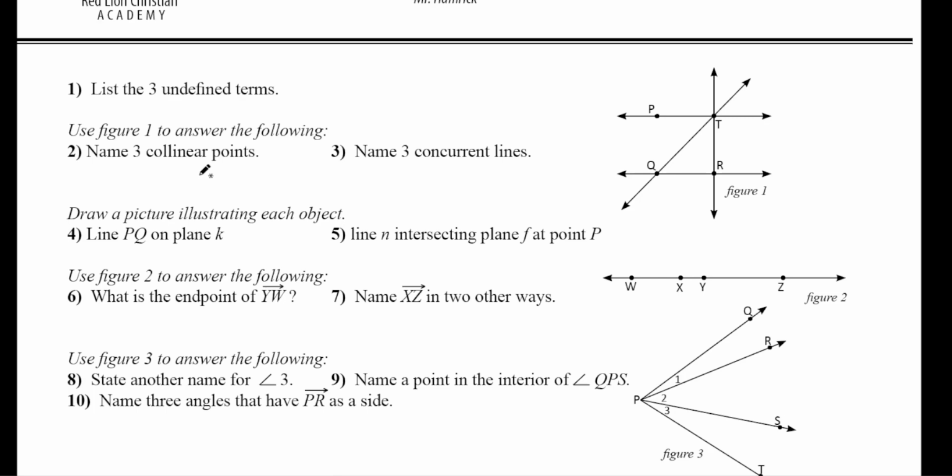3 collinear points. What does it mean to be collinear? It's a point that lies on the same line. So there's 3 collinear points. Must mean there's 3 lines that all intersect at the same point. Where is that point? Point T, right? I'm sorry, I was getting confused with this. Let's say that again. 3 collinear points are 3 points that lie on the same line.